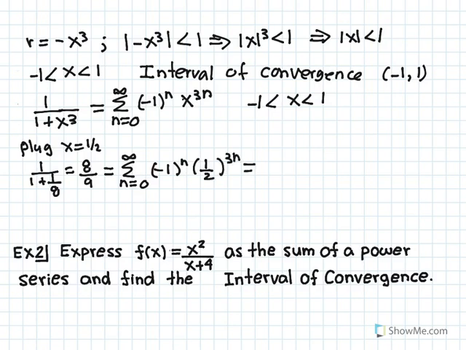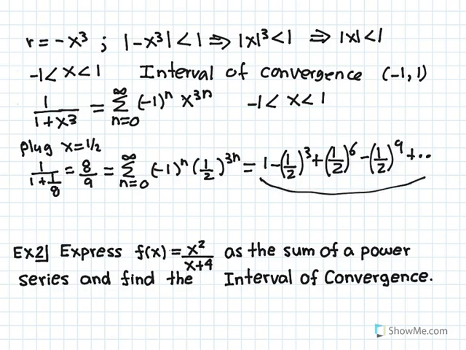If we expand this out, plug in n equals 0, the first term is 1. Plug in n equals 1, and we get 1/2 cubed. And plug n equals 2, we get 1/2 to the power of 6, minus 1/2 to the power of 9, and so on. So this is an infinite series that goes on forever, but it has a finite sum. It converges. That means the infinite series converges to a finite sum, which is 8 over 9. The reason we were able to do that is because we have a closed form for the sum.